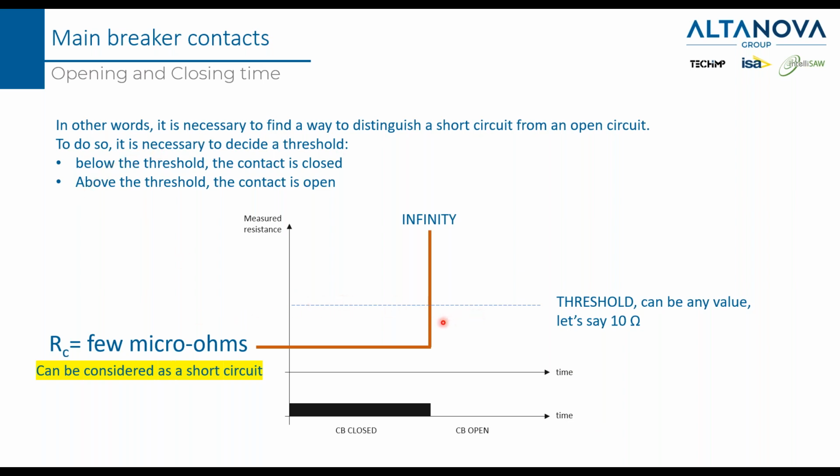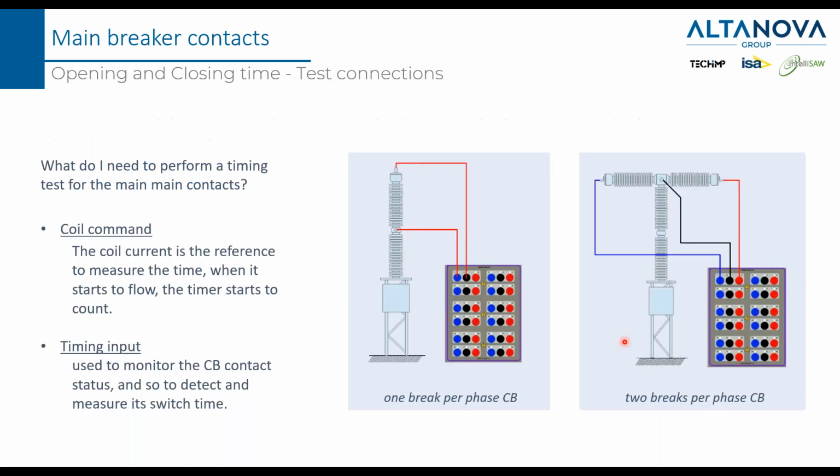So we have to find a threshold because we are talking about devices, automatic devices that must take a decision. So somewhere we must place a threshold. So when we pass through this threshold, we decide that the circuit breaker is open. Let's say that this value is 10 ohm, and this value is a typical threshold of the traditional breaker analyzer.